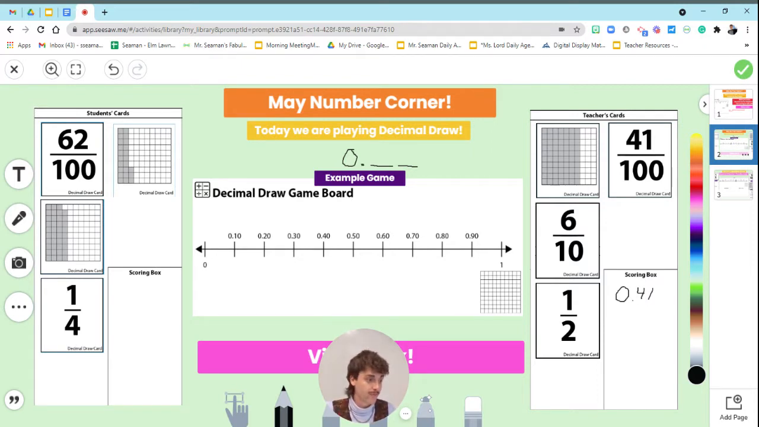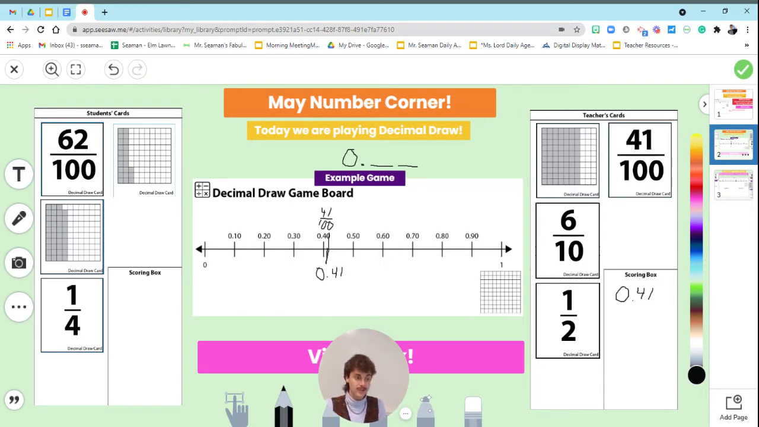Now I'm going to find on my game board where 41/100ths is. I'm going to go to 40/100ths, or 4/10ths, and I'm going to see that 41/100ths is going to be about there. Then I'm going to draw a line going down and up. I'm going to put 41/100ths on top, and then I'm going to write my decimal on the bottom, 0 and 41/100ths.